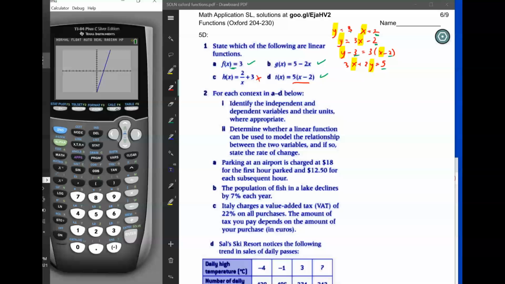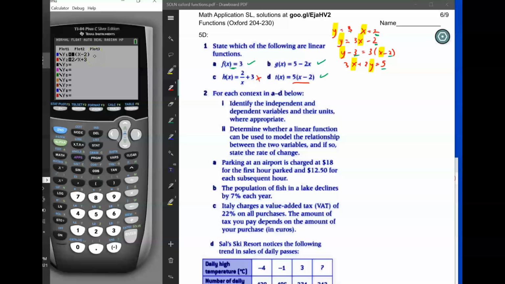And remember, one of them is blue and one of them is red. The blue function looks like a line, and the red function does not. So the blue function is linear, so we were right. 5 times (x minus 2) is linear, and 2 over x plus 1 plus 3 is not linear. Okay? All right, moving on.